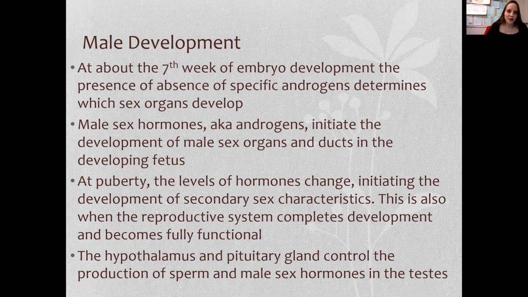At puberty, obviously hormone levels then change. Testosterone levels, for instance, will increase during puberty, which will then initiate the development of the secondary sex characteristics. It is testosterone that is responsible for the development of secondary sex characteristics in males, like facial hair, body odor, deeper voice, all that kind of stuff. This is when the reproductive system also finishes developing and becomes functional. Both the hypothalamus and pituitary gland are in control of the production of the male sex hormones and the production of sperm as well.